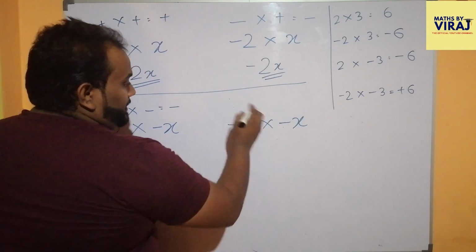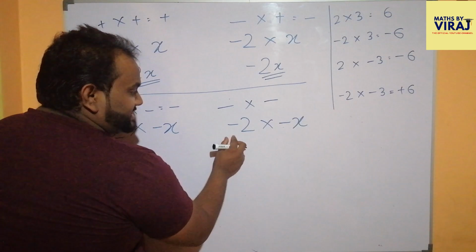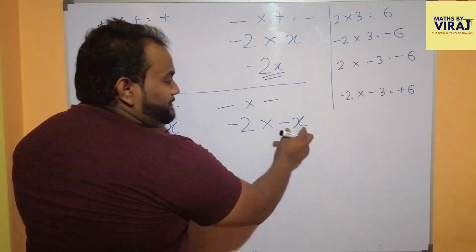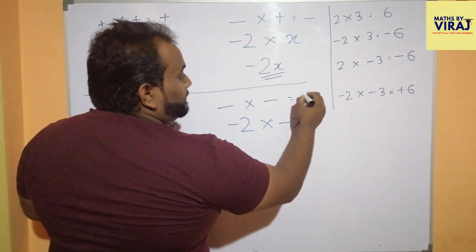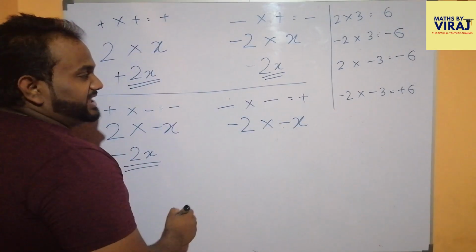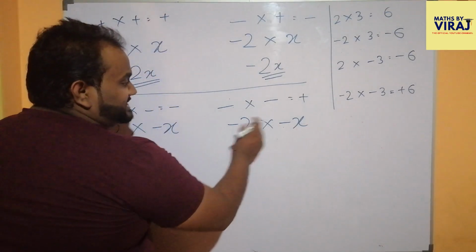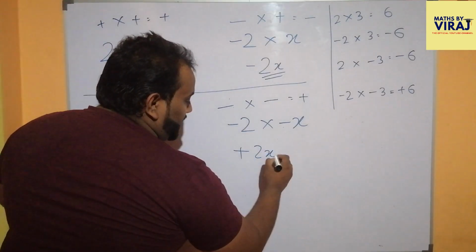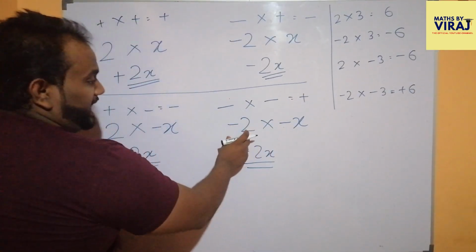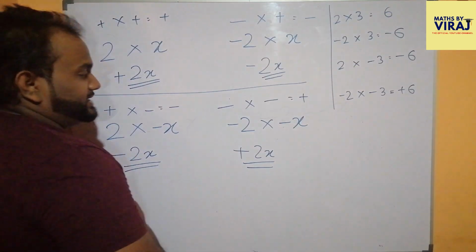Here again, minus is multiplied by minus. Minus 2 multiplied by minus x. Minus into minus is plus. Therefore, the answer that we should get is plus. Minus into minus, plus 2 into x, 2x. Therefore, minus 2 into minus x is plus 2x.